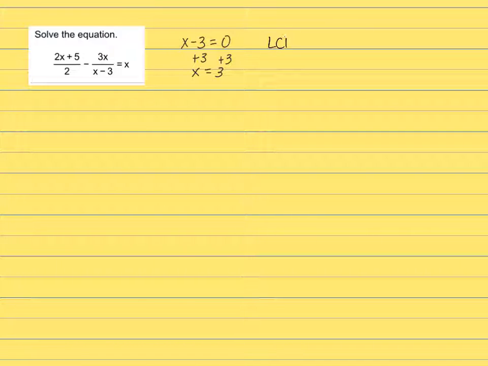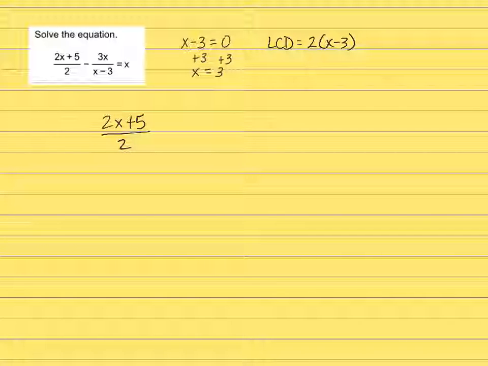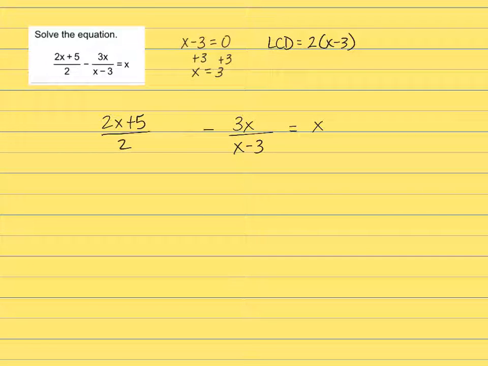Our lowest common denominator, we've only got two denominators. We have 2 and x minus 3. So we'll multiply everything in our equation by that 2 times x minus 3. So I'm going to write down the equation. I'll leave some space so that I can multiply in my lowest common denominator. And I'll put that in blue here. The 2 times the x minus 3.